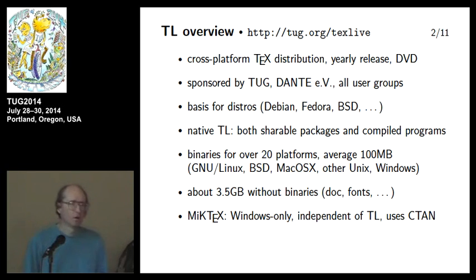And finally, a question that comes up sometimes is about the relationship between MiKTeX and TeX Live. MiKTeX is a completely independent distribution. It was created and still maintained by Christian Schenk in Germany. As far as its support goes, it's only for Windows, unlike TeX Live, which is for basically all the major platforms. But both TeX Live and MiKTeX use CTAN to get updates, which is where we're going to go next. So that's the basic overview.